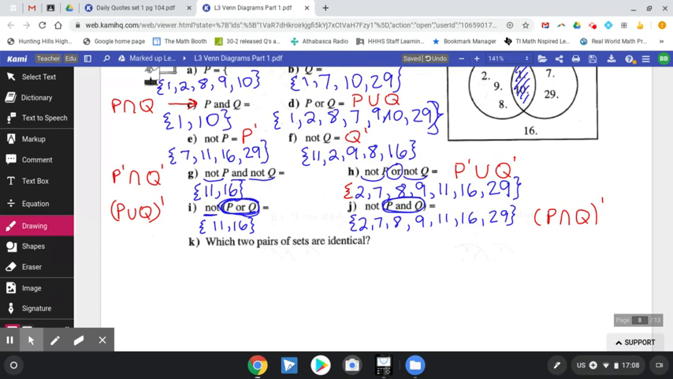So with symbols, what I see is that G, which is not P, intersect not Q, is actually the same thing as I, which is P union Q, the complement. And H and J are also the same.